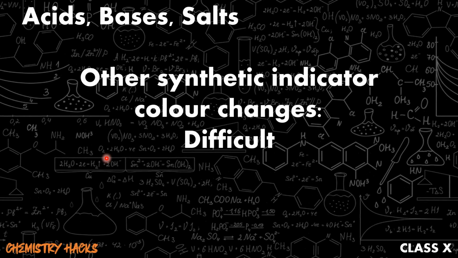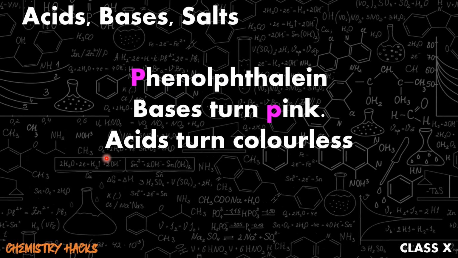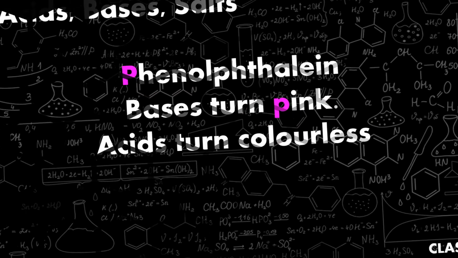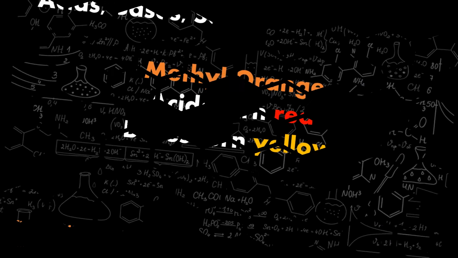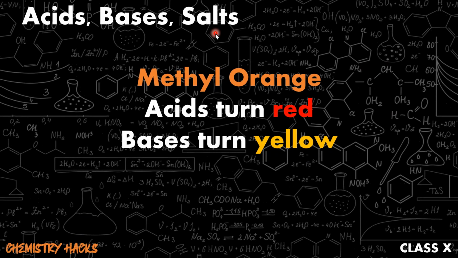There's also other synthetic indicator color changes which are very difficult to remember, but I have a little hack for that too. So in the case of phenolphthalein, bases turn pink, and you can remember this by the first letter of phenolphthalein, bases turn pink, and acids turn colorless or clear. So P in phenolphthalein and P in pink. And if we're looking at methyl orange, acids would turn red and bases turn yellow. And the easiest way to remember this is red and yellow are what form the color orange. So acid plus base form orange. Acids are red, bases are yellow.